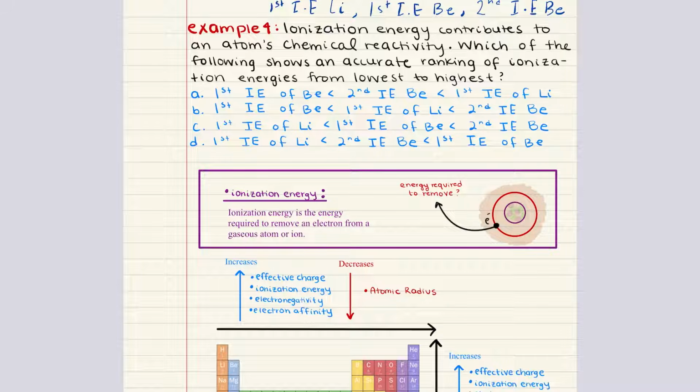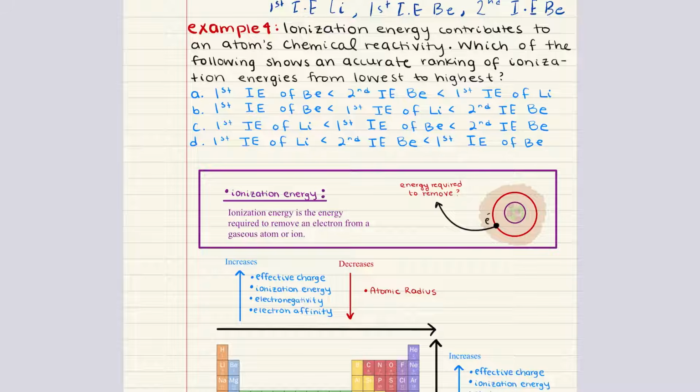So in this question, we obviously need to understand the concept of ionization energy to determine the correct ranking of ionization energies from lowest to highest for lithium and beryllium. Now, ionization energy, this is the energy that's required to remove an electron from an atom in the gas phase. The first ionization energy refers to removing the first electron.